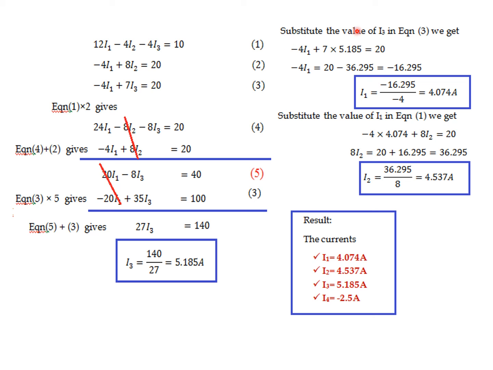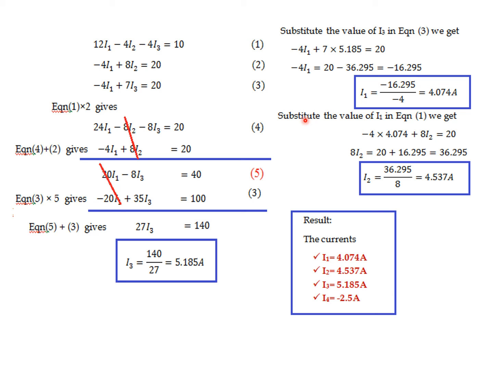Next what do I have to do? Substitute the value of I3 in equation 3. Already we are having the equation 3: minus 4I1 plus 7 into this value 5.185, that is equal to 20. Now minus 4I1 equal to 20 minus 36.295. So the answer is minus 16.295. So I1 is minus 16.295 divided by minus 4, that is equal to 4.074 ampere.